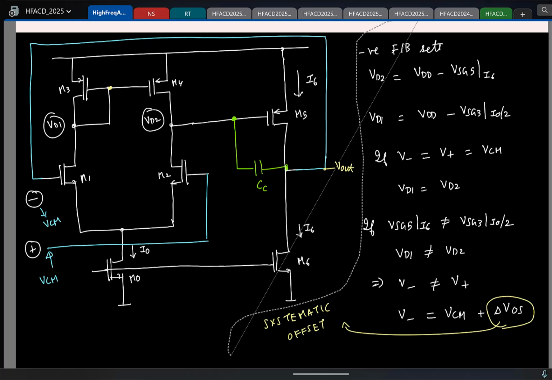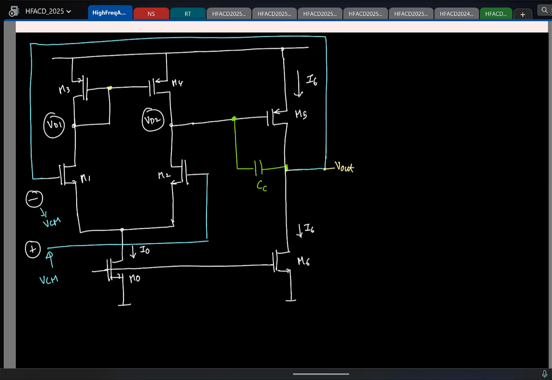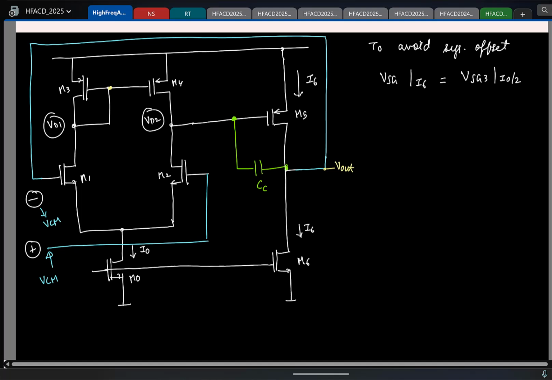But again, you guys understood that if I were to eliminate this systematic offset, so let me mark it here, to avoid systematic offset, I should keep the VSG of M6 at whatever current to be equal to VSG of M3 at a current I0 by 2. Okay. Sorry, VSG of M5, right?